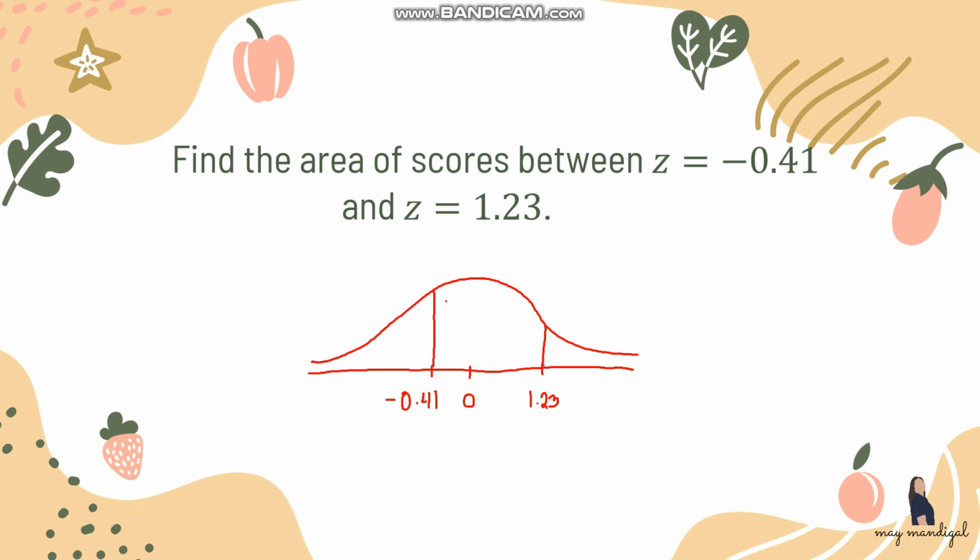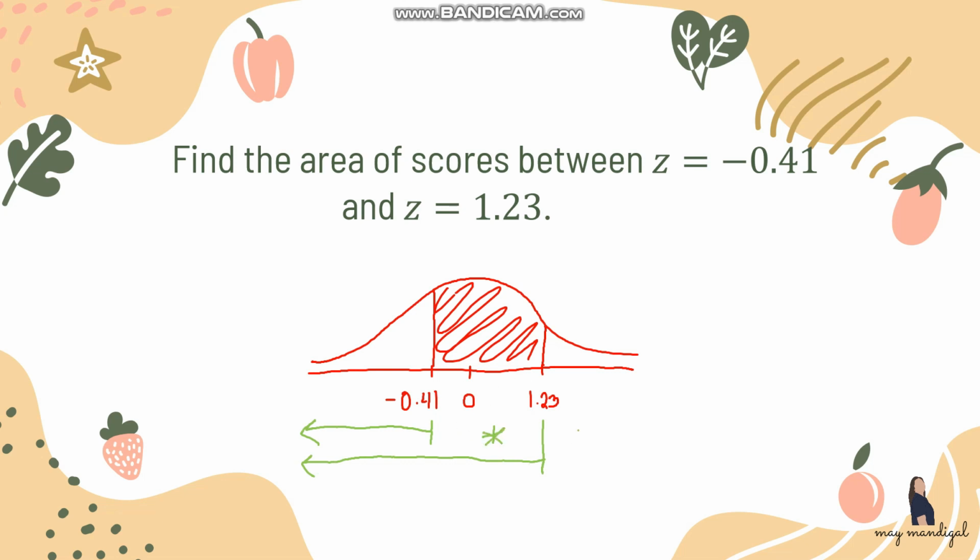Now what we want is to get this area in between these two. So this one right here. And again, remember, what we have is the area to the left of our z-score. So what you can do here is, we can take a look at the area of negative 0.41 to the left. So if we will get that, it will be this one. If we will also get the area to the left of 1.23, we will obtain this part right here. But what we need is only this one, because this represents the area between the two.